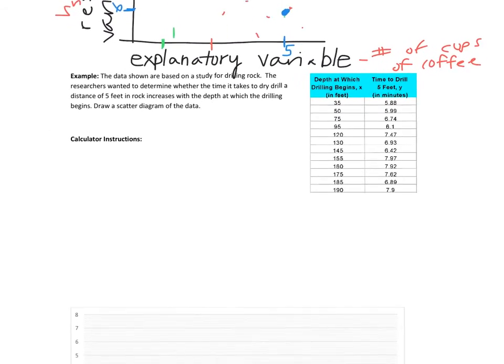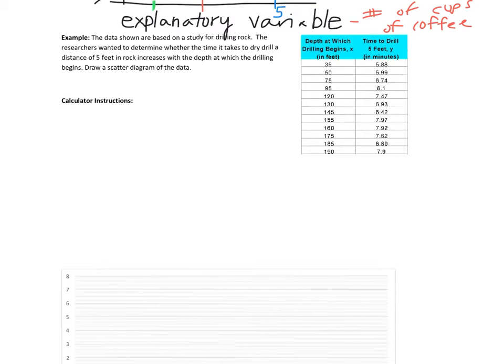Okay, so in this example, the data shown right here are based on a study for drilling rock. The researchers wanted to determine whether the time it takes to dry drill a distance of 5 feet in rock increases with the depth at which the drilling begins. Draw a scatter diagram of the data. Reading this, I would say it does increase with depth, because as we dig deeper into the earth, the dirt gets more compact, and so it's harder to drill.